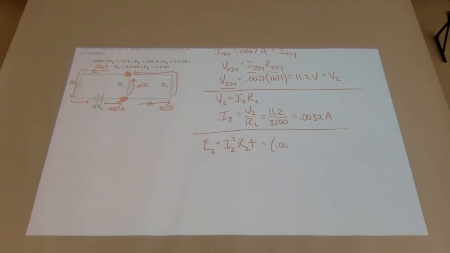We now know this current is 0.0032. We're going to square that. Resistor 2 is 3,500. And to be consistent with the units, I can't use minutes. That's not a proper SI unit. Instead, I need that in seconds. So 15 minutes times 60 seconds will get that into seconds. We're going to write that as 15 times 60. If you put all that together, you should get about 32 joules of energy. 32 joules of energy. That's a lot of stuff.